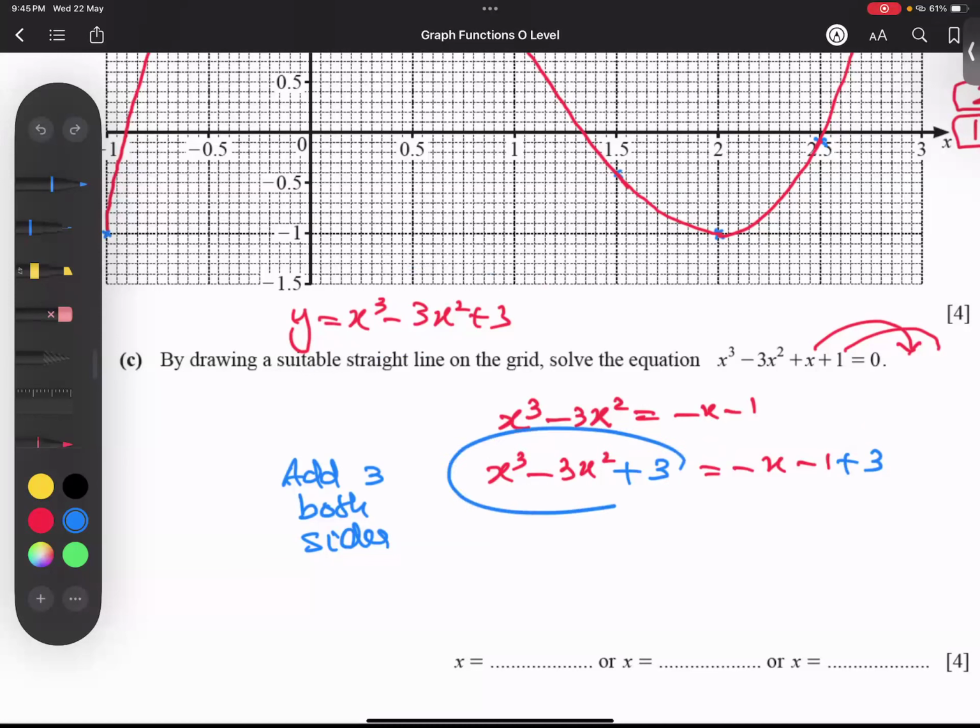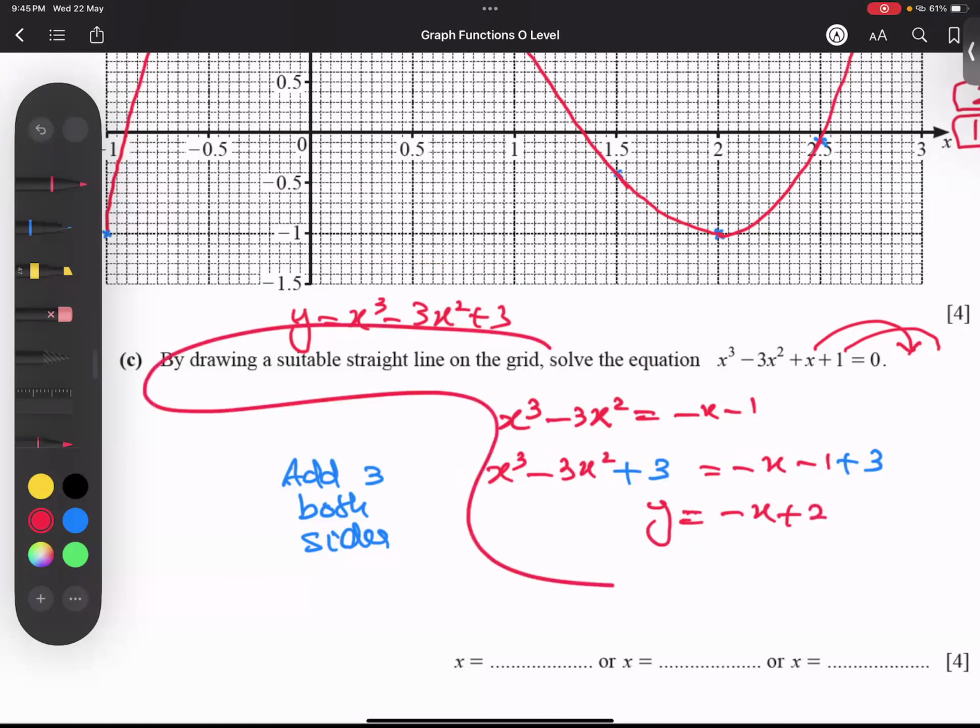Is this fully matching? Correct, matching. Is this totally matching? Yes, it matches, so I can replace y here. And this is negative x. This will become 2. Now, if we are asked to write the equation of the line, you can stop here.